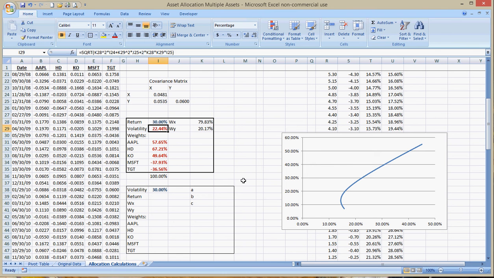In the last video, we had a target return of 30%. We asked, how do we hit that target, and what volatility would we get in order to reach that target? So for a 30% return, I have a 22% volatility. That's how I invest in the different stocks.